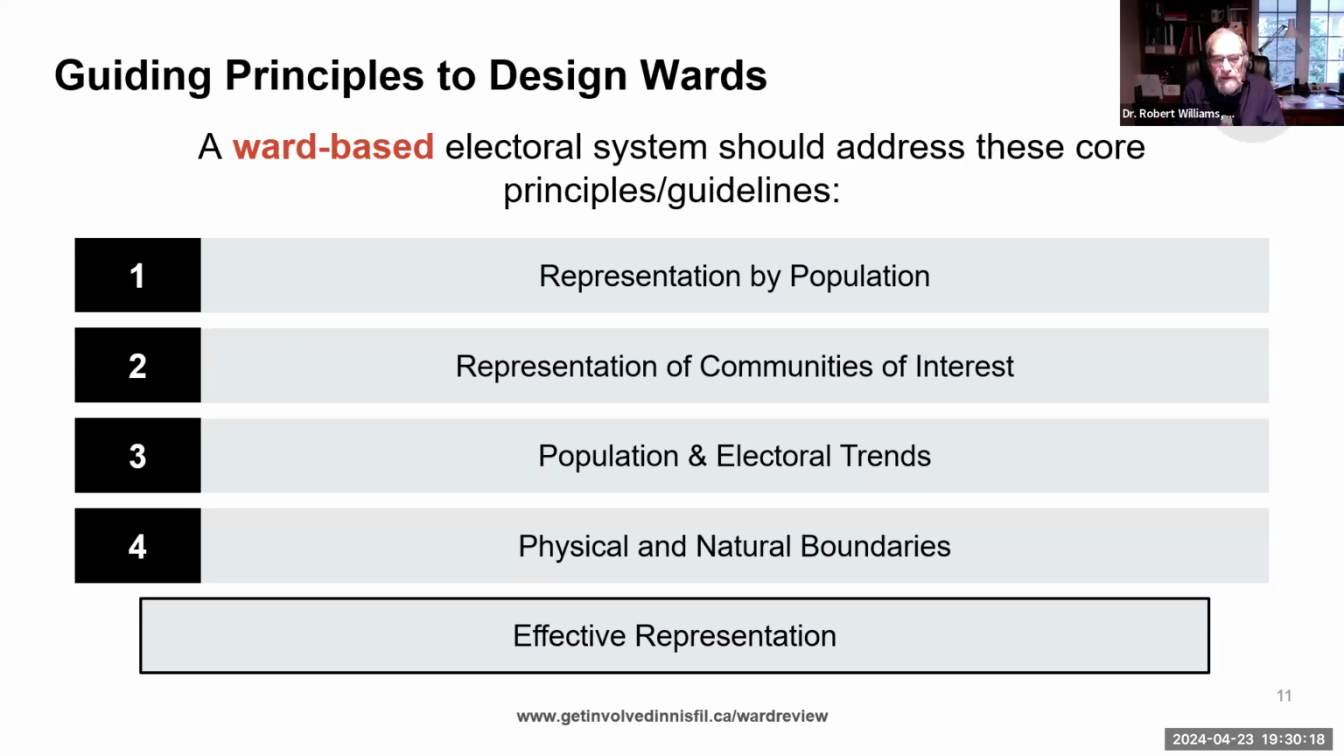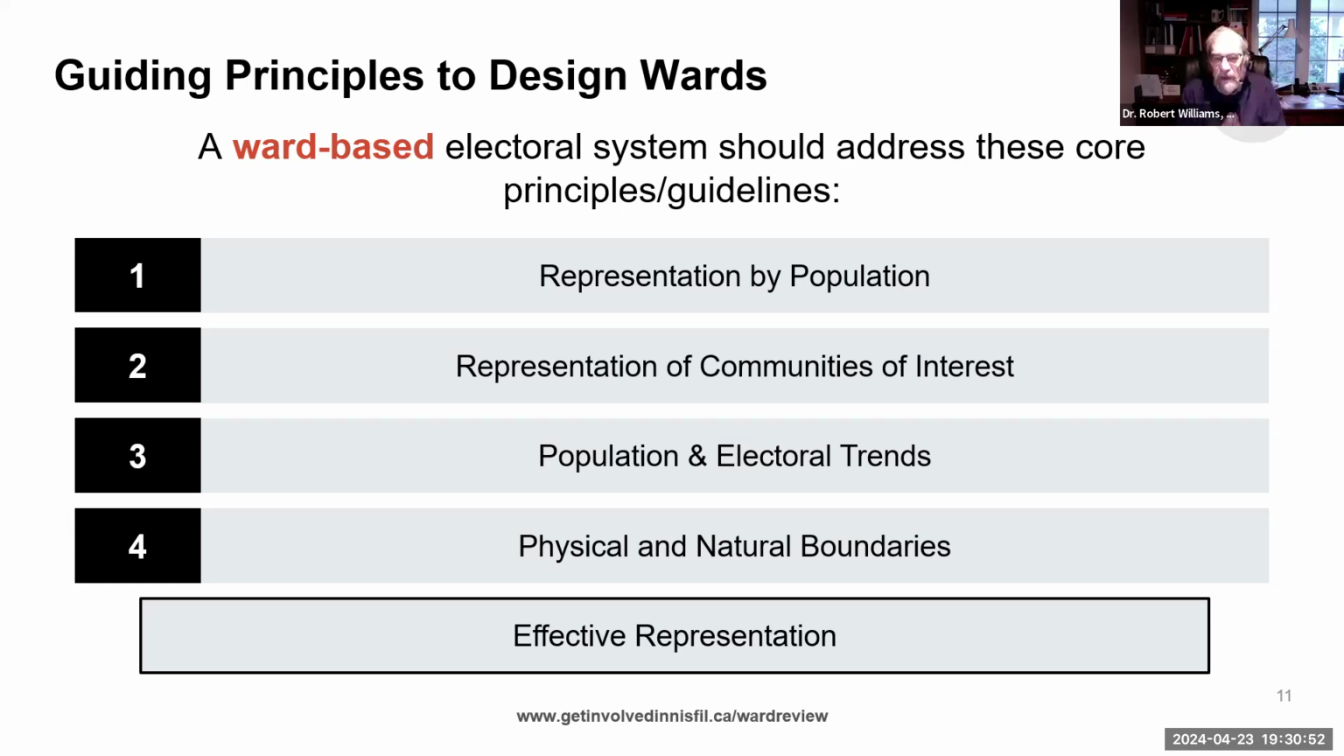The fourth principle talks about physical and natural boundaries. An ideal situation would be a ward boundary that's easily identifiable. It's not just going to slip up beside some person's house, where one house on the street is in one ward and the neighbor is in another ward. We need to find boundaries that are identifiable and may in fact already serve to pick up on the second point, to serve to divide one part of the community from another.